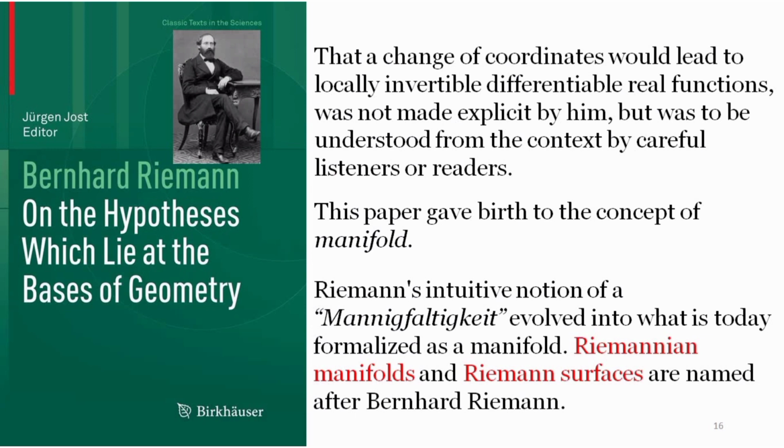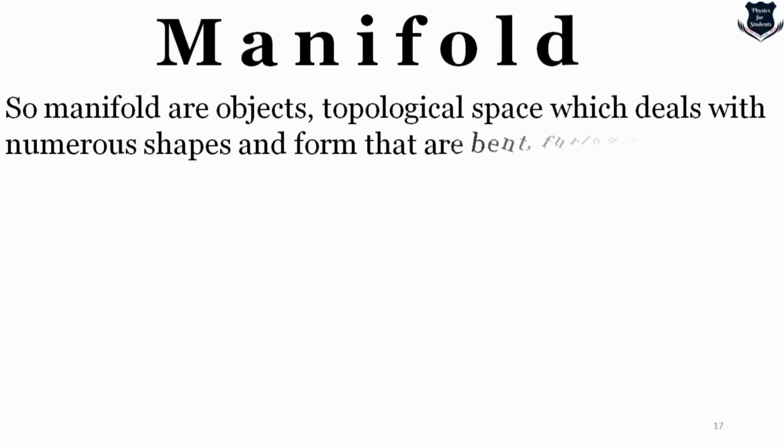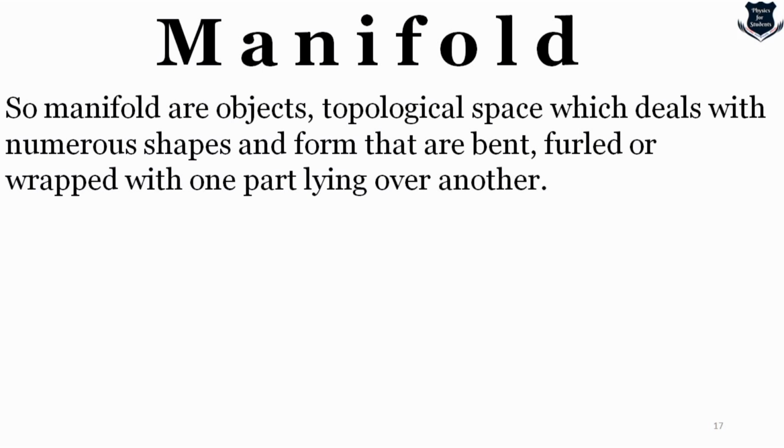And this is the basic foundation of the general theory of relativity, which was laid down by Einstein. Because if you get really invertible differentiable real functions, then you can construct the theory of relativity pretty easily based on that. Okay, so once we understood that, what we now understand is what is a manifold.